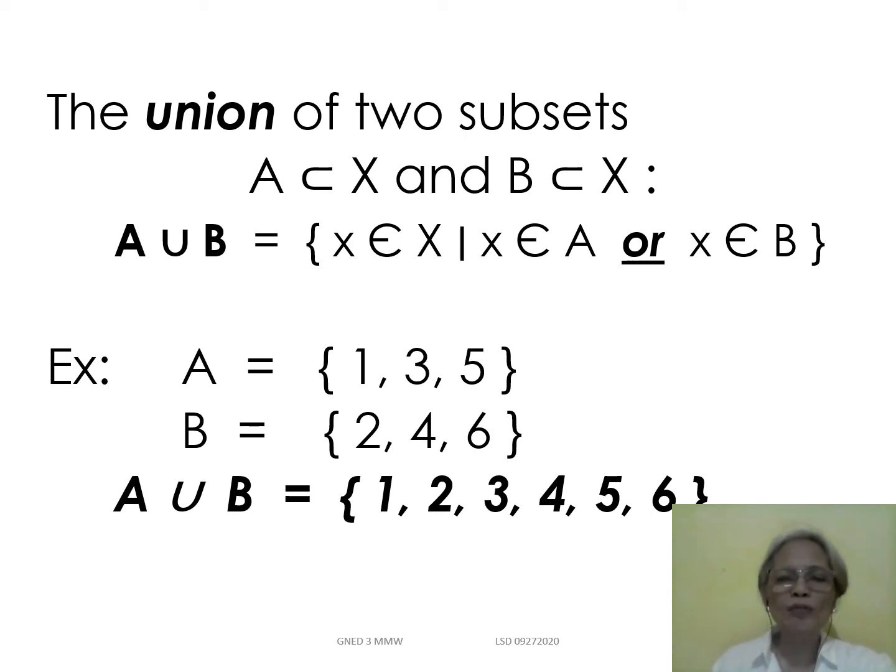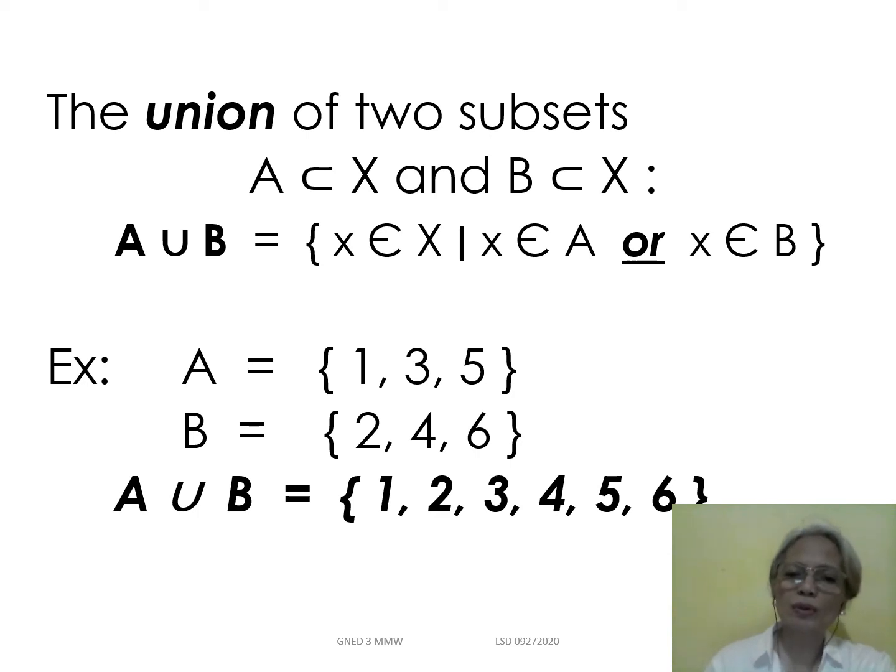What about the union of two subsets? If we have the set X, where sets A and B are subsets of the set X, the union of the two sets A and B is the set which contains the element x of the set X, where small x is an element of the set A, or small x is an element of the set B. Okay? So suppose we have the set A, which contains the elements 1, 3, 5, and the set B, which contains the elements 2, 4, 6.